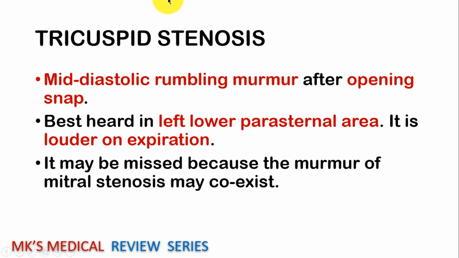Now we'll talk about tricuspid stenosis. So this is a mid-diastolic rumble after an opening snap. It's similar to that of mitral stenosis, but this is going to be heard best at the left lower parasternal area, and it is heard best at expiration. And of course, it may be missed because the murmur of tricuspid stenosis may coexist with the murmur of mitral stenosis.